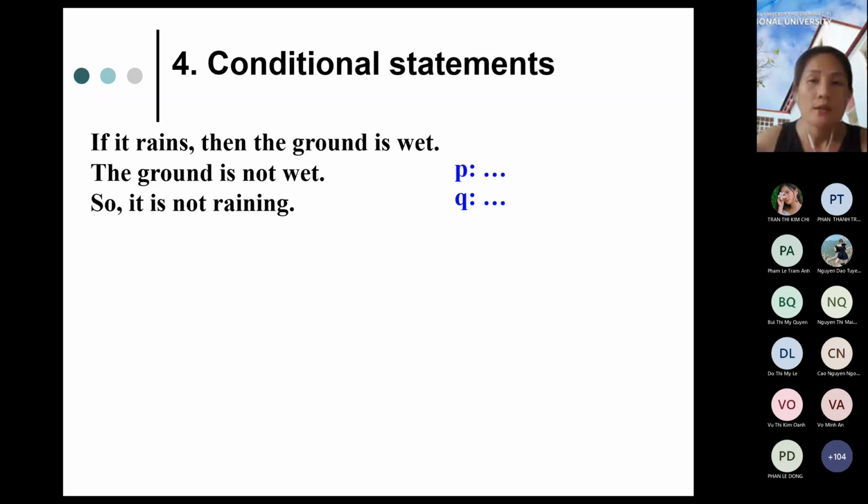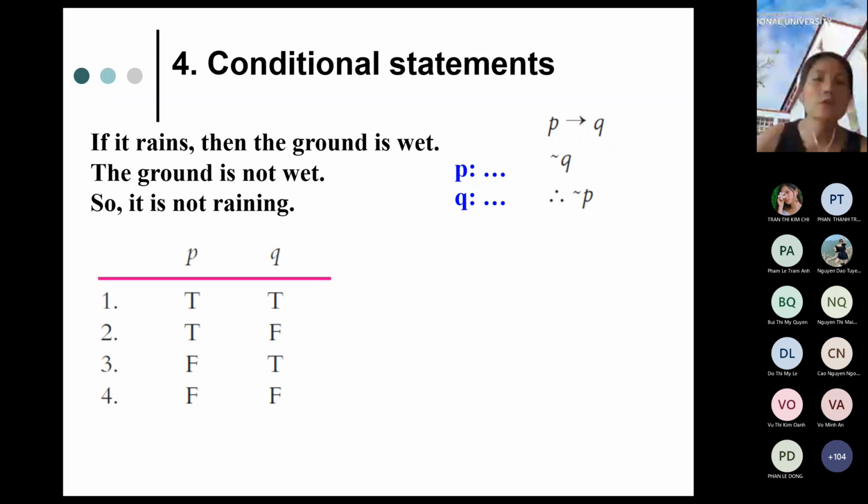So maybe the names of the variables will be the same as the previous example. P means it rains, okay? Q means the ground is wet, isn't it? And then when you convert it, okay, the first premise will be P arrow Q, the same. But then the second premise is negation Q. All right, conclusion, negation P, isn't it?